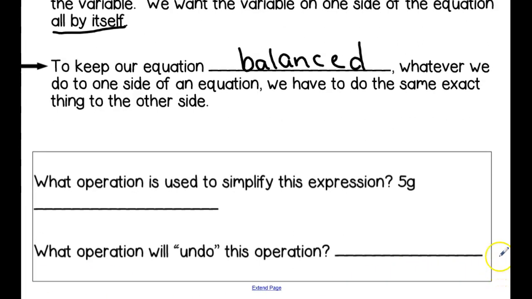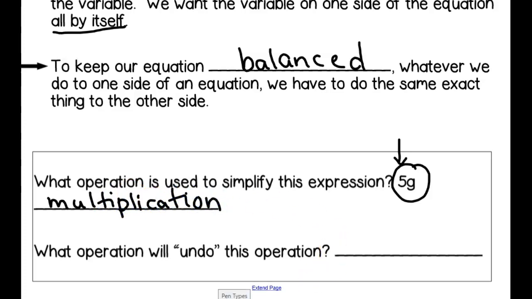In our unit on expressions, we learned that anytime there is a number in front of a variable, it is called a coefficient. And that coefficient multiplies that variable. So multiplication is the operation that attaches the number and the variable. So what is the opposite of multiplication? Well, the opposite of multiplication and the operation we will use to get the variable by itself is division.